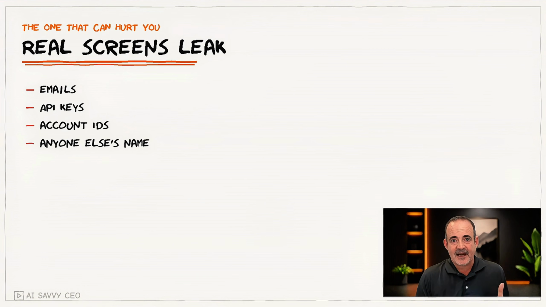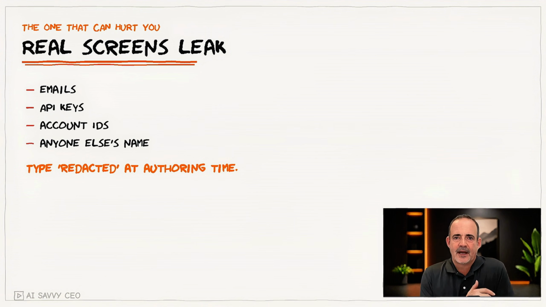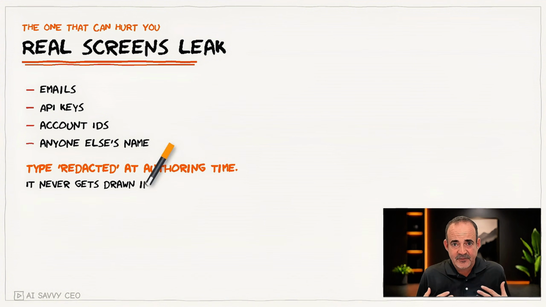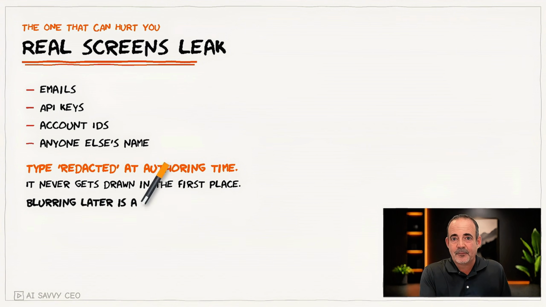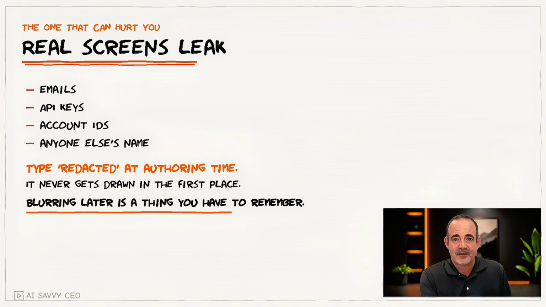So there's a step now, and it happens before rendering, not before uploading. When I rebuild a real response as a card, I type the word redacted in place of the private value. It never gets drawn in the first place. That's deliberate. Blurring later is a thing you have to remember, and anything you have to remember is something you'll skip at midnight. If it never enters the pipeline, it can't leave it.